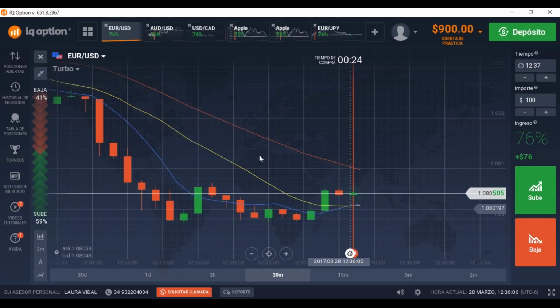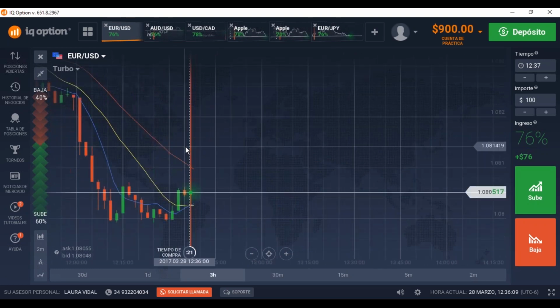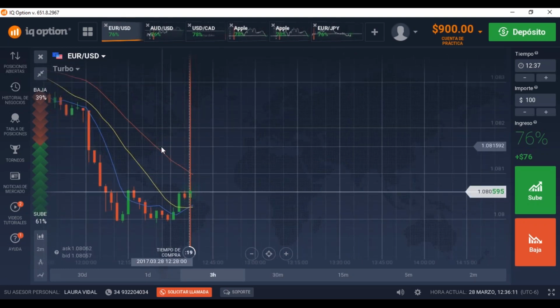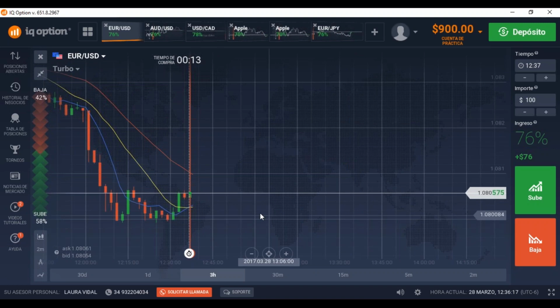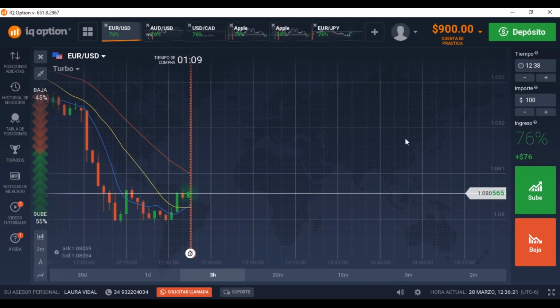Let's enter for 2 minutes right now. Of course, this is not a 100%. Oh shit! It didn't let me buy it. So this is not a 100% accuracy strategy, of course.